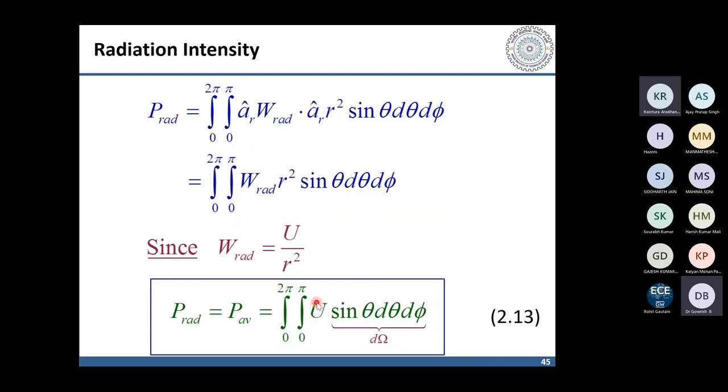So you integrated the average power density over the entire sphere, entire surface integral, whereas this is the angular integral. So you integrate the radiation intensity because it is power per unit solid angle, over the entire solid angle of the complete sphere. So that gives you the total power radiated. It's as simple as that. Or you can derive it. If you remember this, you can derive it from there also.